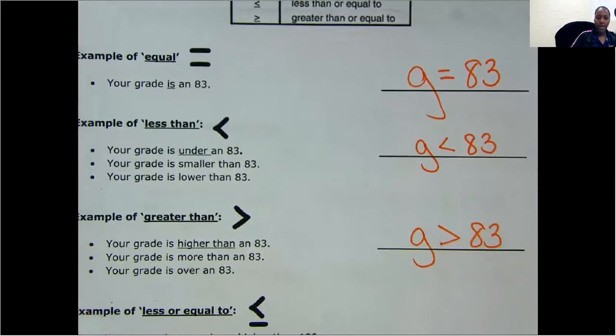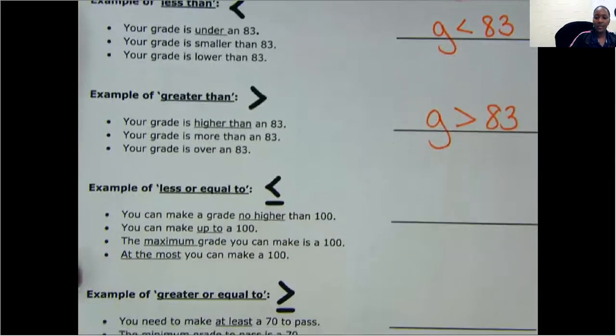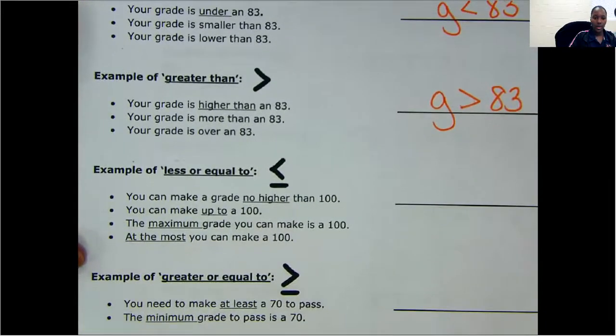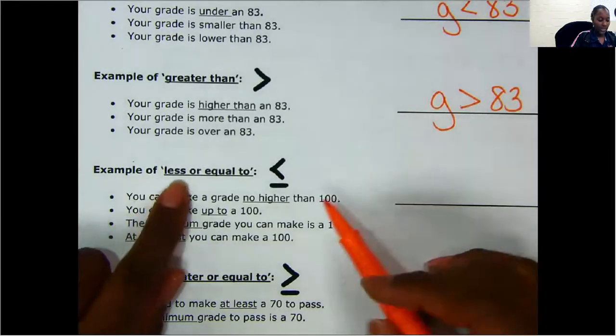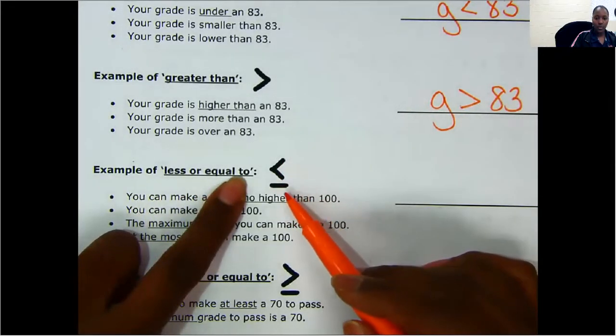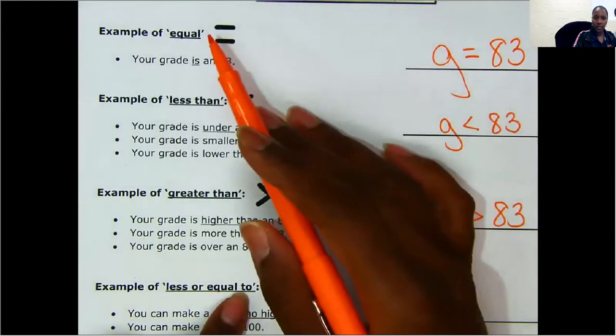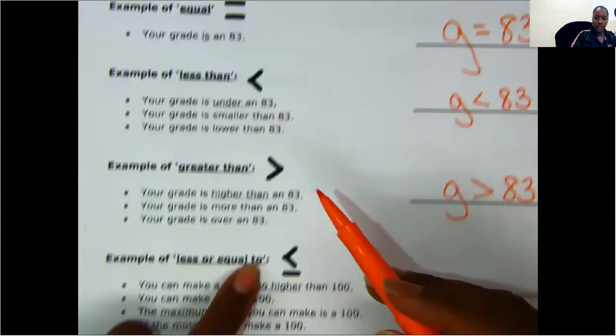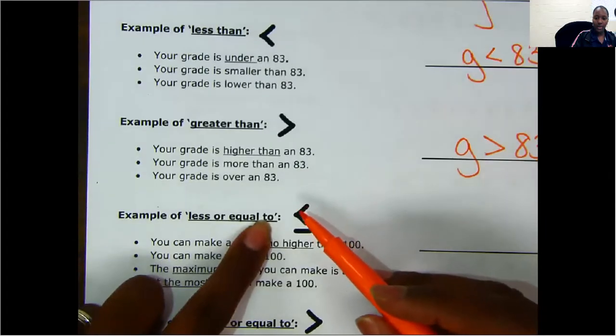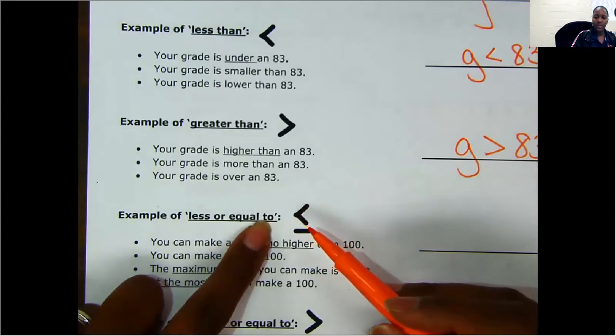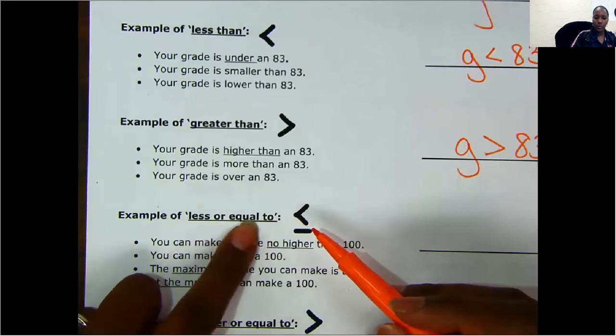Okay. Now let's get into some new symbols that you haven't seen before. Let's look at this first one. Less than or equal to. The equal to is this part right here. Think of that equal sign that we just saw up here. The bottom of it is now attached to the inequality. Okay. What does it mean when you see this symbol, less than or equal to?